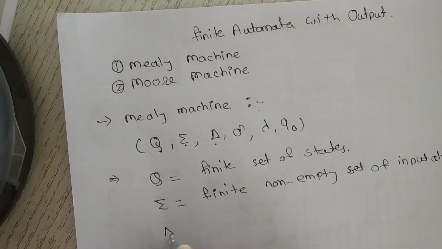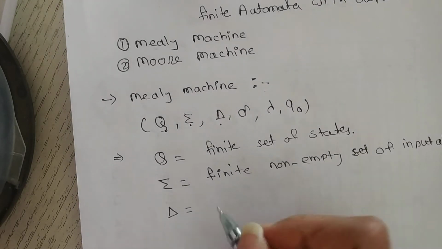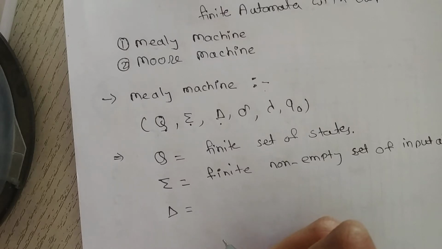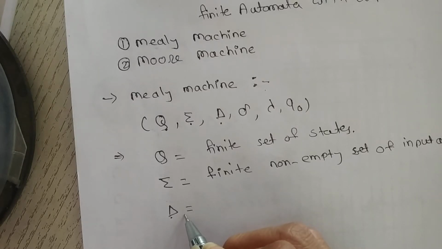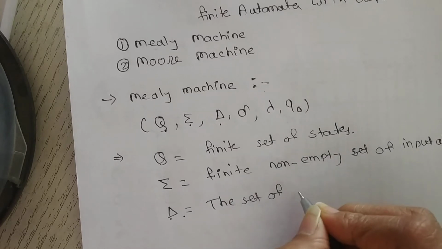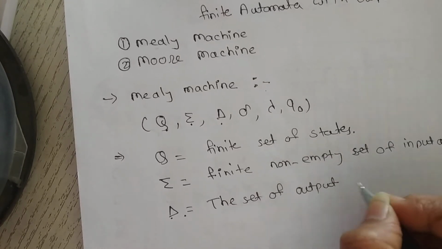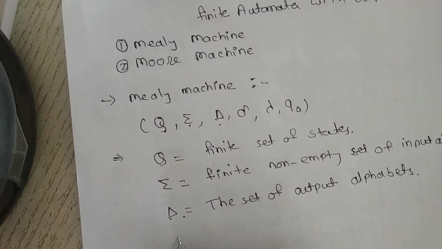Next one is our delta. What is delta? Delta is the set of output alphabets. This is new, something different that we see in finite automata with output. So delta defines the set of output alphabets. Write it here: the set of output alphabets.